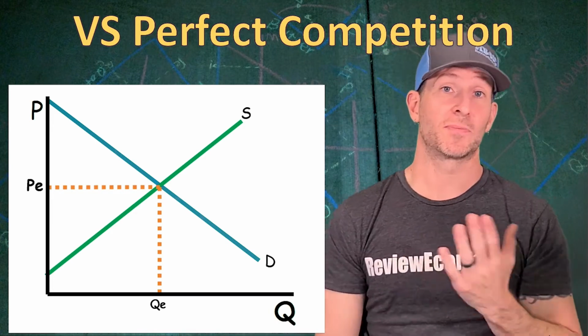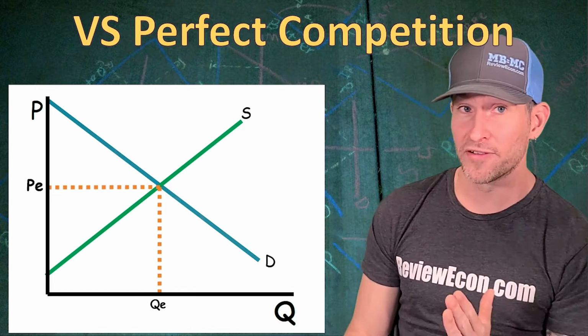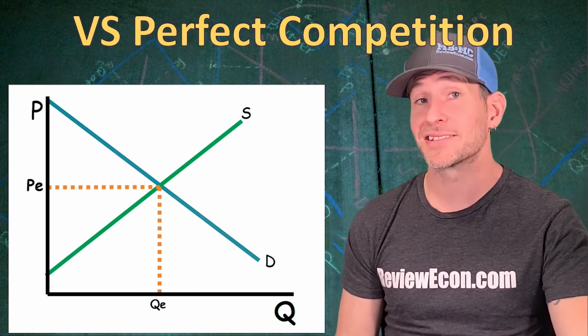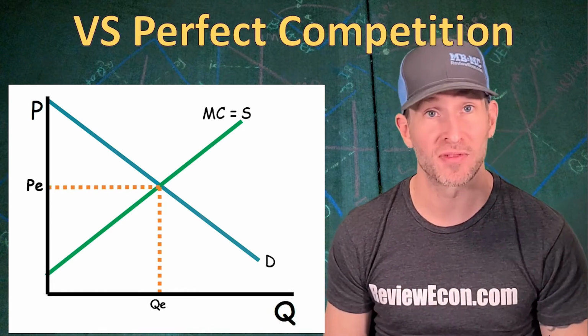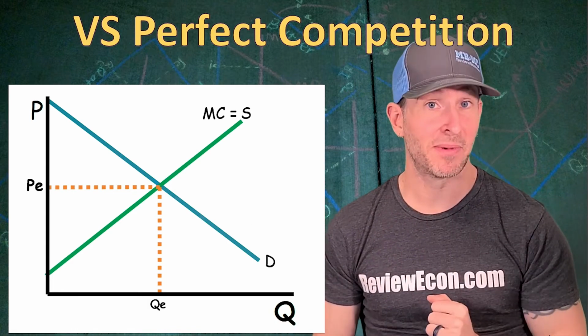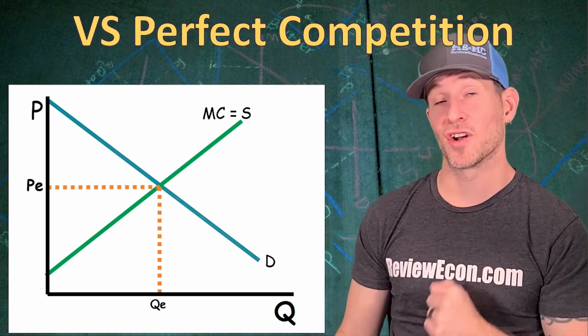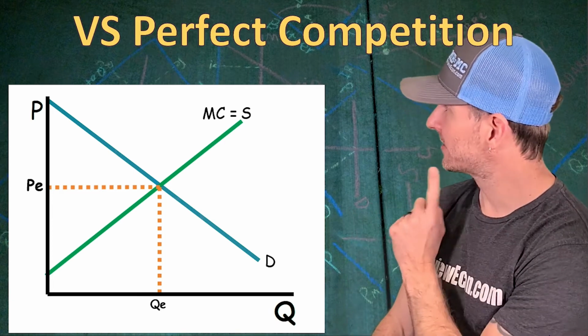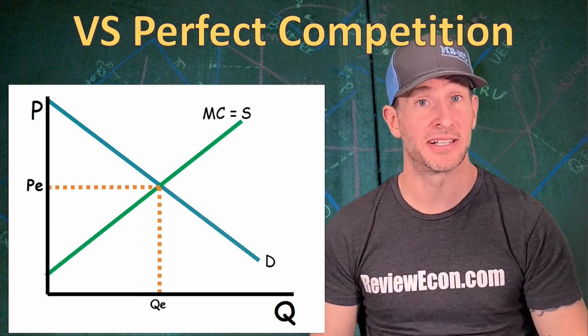If we want to turn this market into a monopoly where there's just one firm for the entire market, that supply curve will be the firm's marginal cost curve. Remember, the marginal cost curve above the minimum of the average variable cost is a firm's supply curve. So in this market, the supply curve is the monopoly's marginal cost.